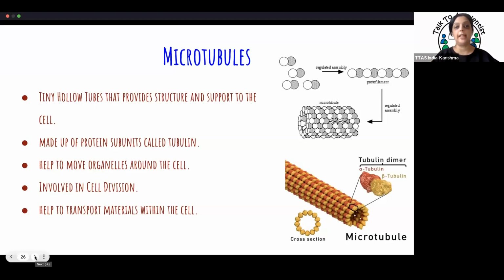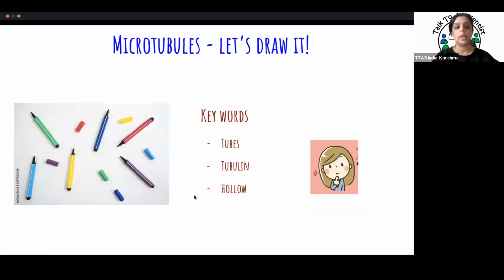Okay, so let's go to the next slide and see how we will draw microtubules. Hollow tubes made up of little protein parts called tubulin, and they are located in the cytoplasm. They give structure, they act as a scaffold, and they allow other organelles to move on them. So they act as highways.